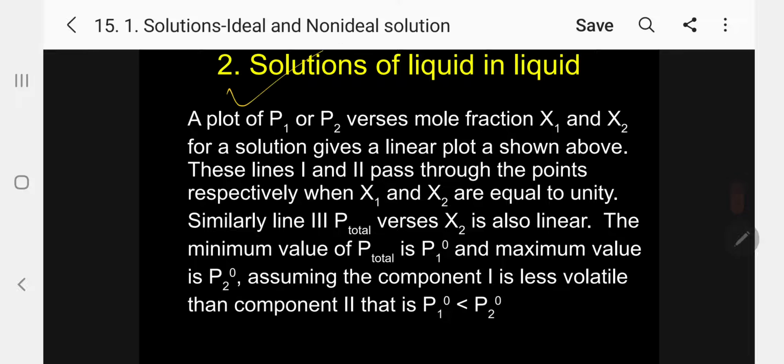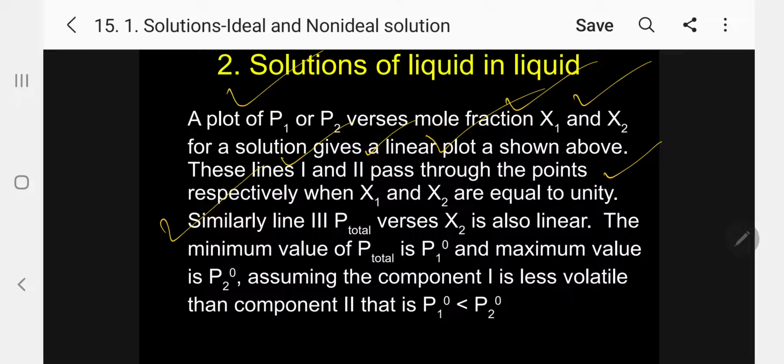So a plot of P1 or P2 (P1 solvent, P2 solute, both are liquids) versus mole fraction X1 solvent, X2 solute for a solution gives a linear plot as shown above. These lines 1 and 2 pass through the points respectively when X1 and X2 are equal to unity. Kindly follow, starting from 0 to unity.